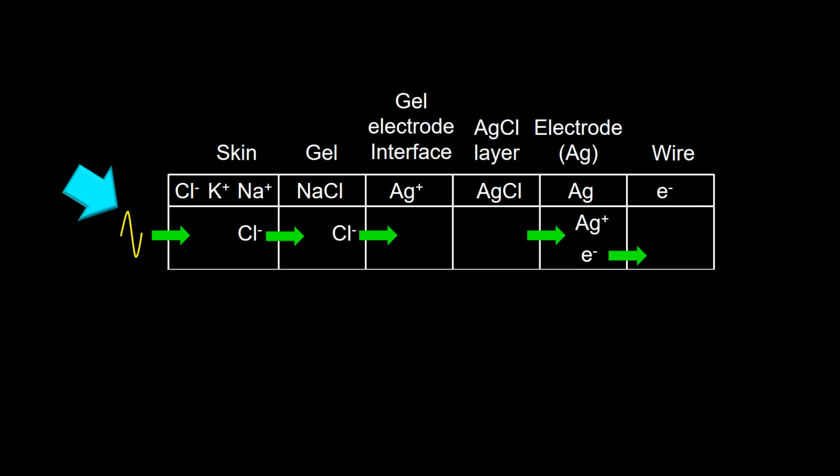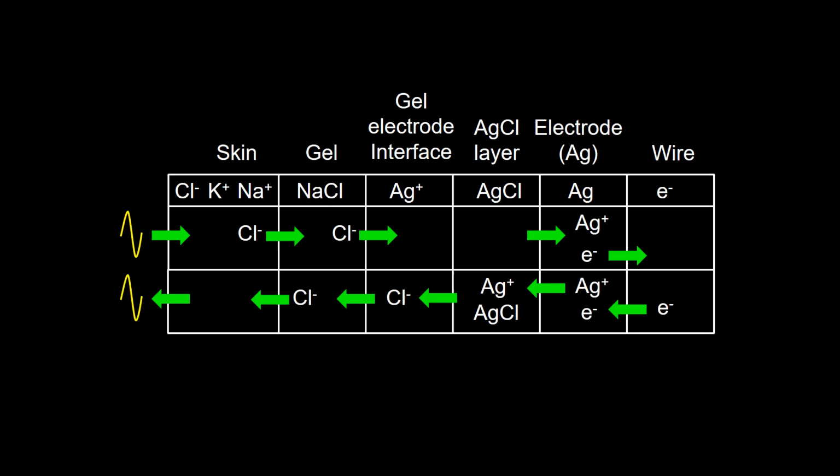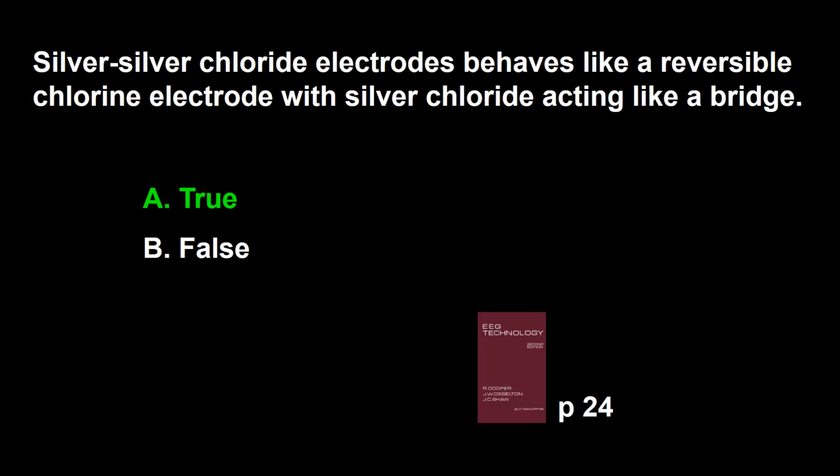Current generated at the brain forces chloride ions from the skin to interact with sodium chloride present in the gel. The chloride ion then interacts with the silver ions and dislodges electrons from the silver that are transported to the wire. The wire carries the electrons to the amplifiers. The same occurs, but in the other direction, when electrical activity from the EEG machine is transported to the scalp. So the answer to this question is true.